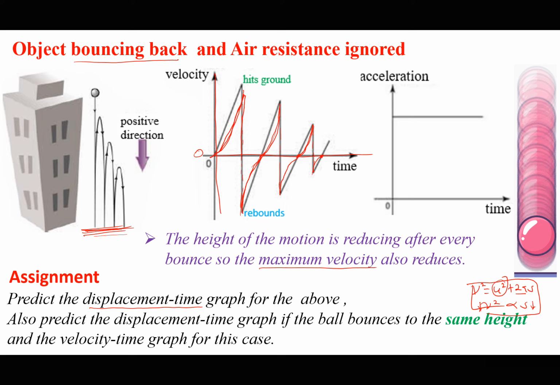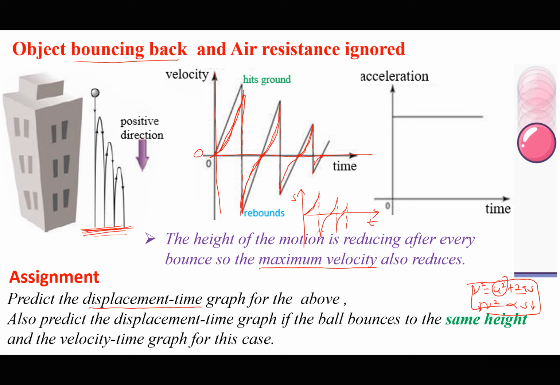Then there's a vertical line, something like this. Then again another vertical line, something like that. And so on and so forth. So this will be the displacement against time graph, something like that.